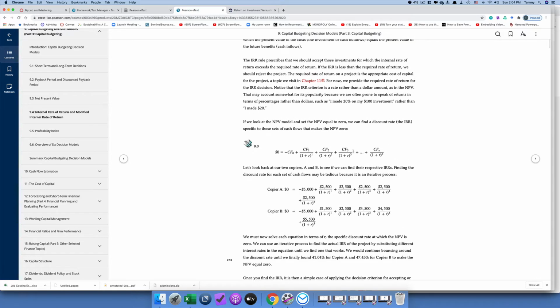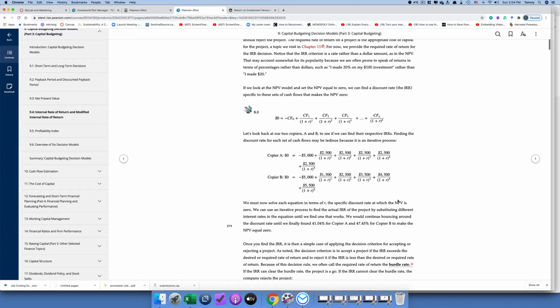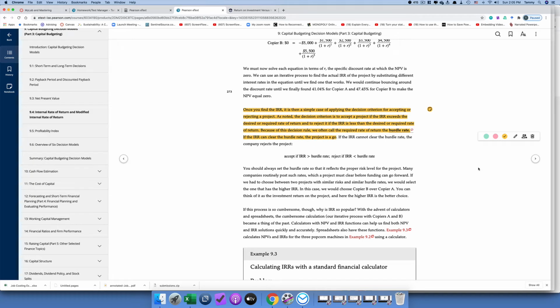In the days before computers, it was very complicated to calculate this. You had to kind of make a guess and then just keep guessing closer and closer and closer, solving for zero here. Okay, and we are not going to do this by hand, I can assure you. And so your book spells it out for you.